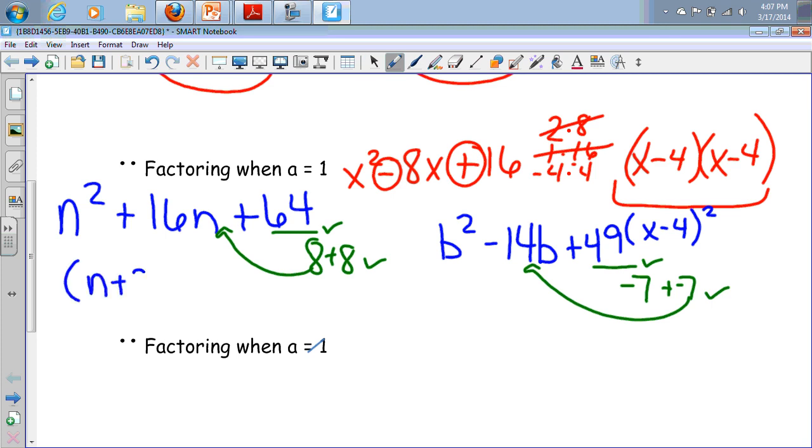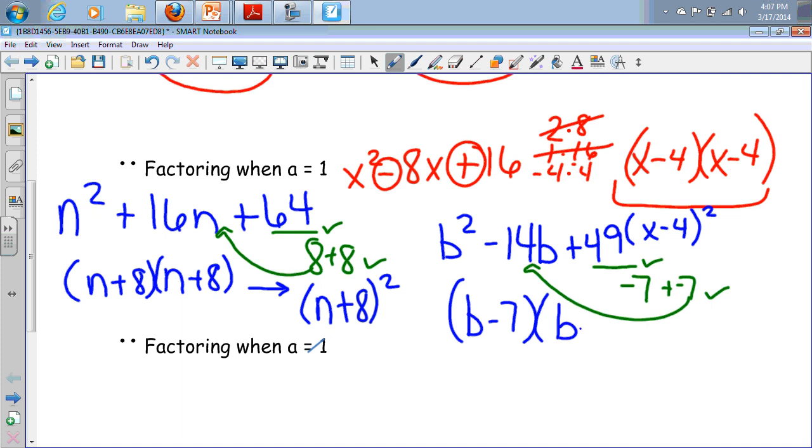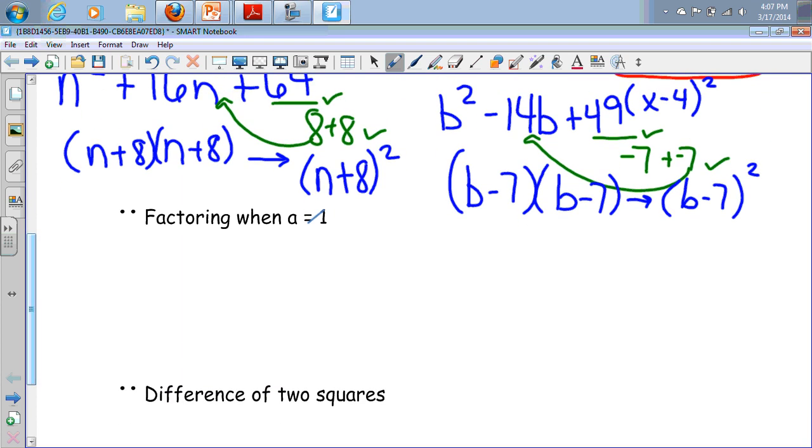n plus 8 times n plus 8, which is really just n plus 8 squared. Over here, b minus 7 times b minus 7, which is just b minus 7 squared. Okay? What happens when a is not equal to 1? In other words, what happens when I have a coefficient in front? I don't know. Let's try.